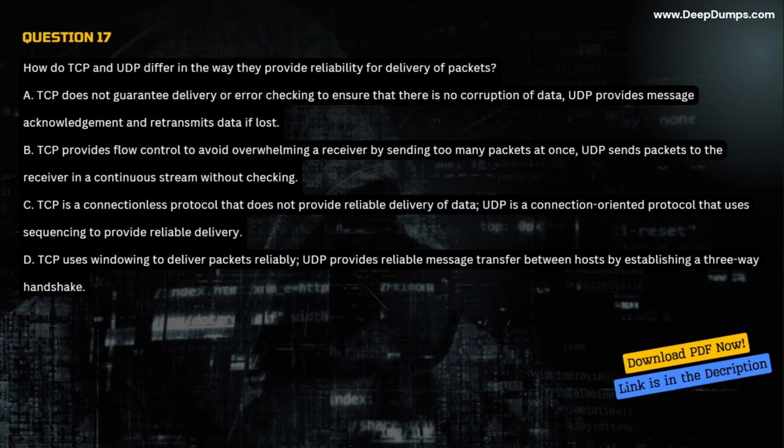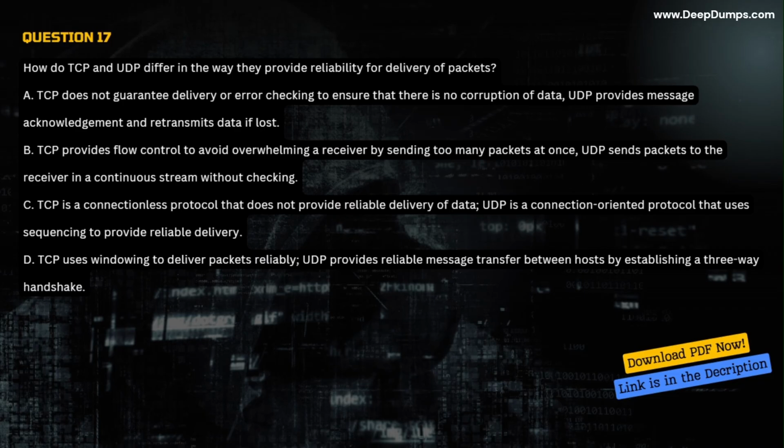A. TCP does not guarantee delivery or error checking to ensure that there is no corruption of data. UDP provides message acknowledgement and retransmits data if lost. B. TCP provides flow control to avoid overwhelming a receiver by sending too many packets at once. UDP sends packets to the receiver in a continuous stream without checking.